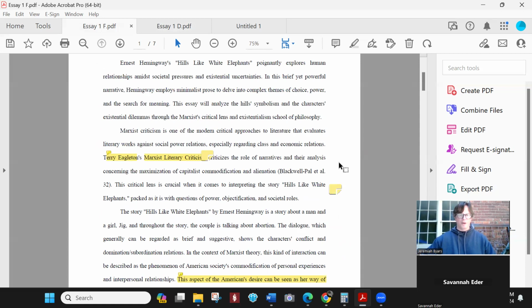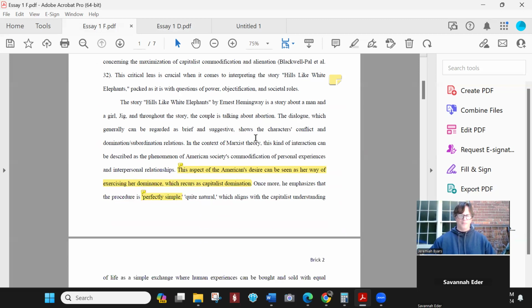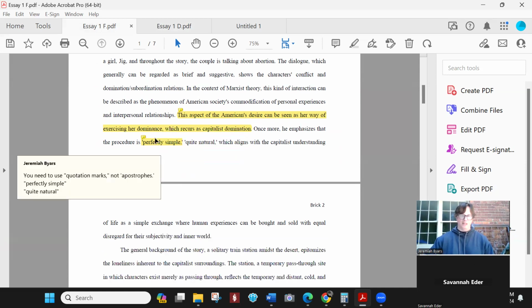This paper is problematic for a couple of different things. It's problematic because it messes up the titles. This should be in italics. We have this sentence here. This aspect of the American's desire can be seen as her way of exercising her dominance, which recurs as capitalist domination. Okay, cool. I write, okay, what does that even mean? I write that because there is no explanation. In what way? That's a statement without any analysis. All right.